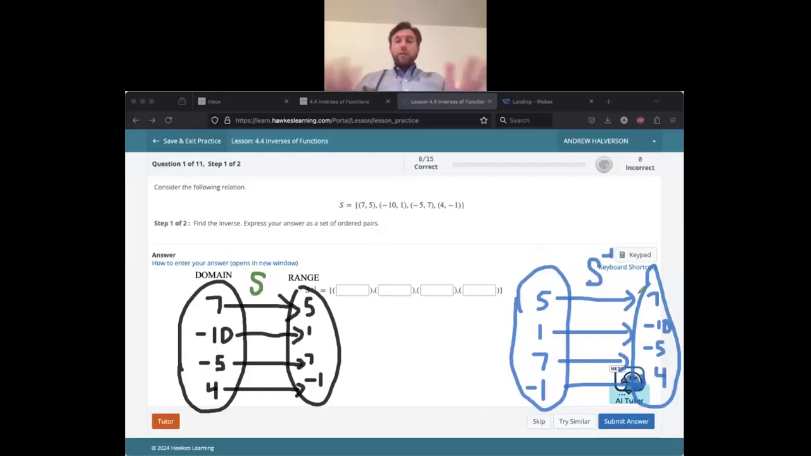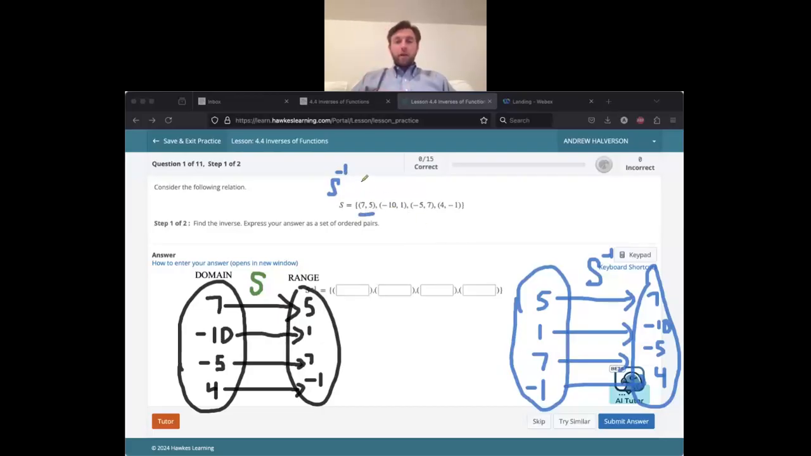When you're given ordered pairs or this sort of circle diagram, all you do is switch the domain and the range. In other words, the domain in the S function becomes the range in the inverse function, and the range in the original function becomes the domain in the inverse function. They switch places. I could have done this shorthanded, but I wanted you to see the switching process. So for the S inverse function, you just switch the ordered pairs around.